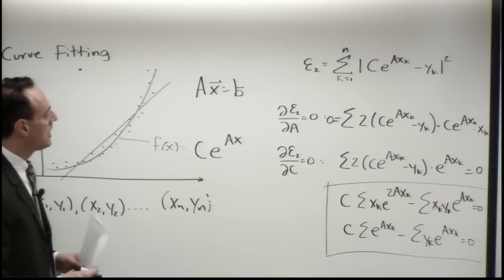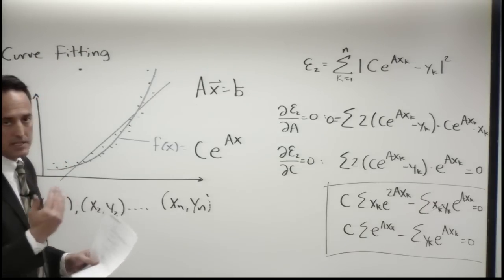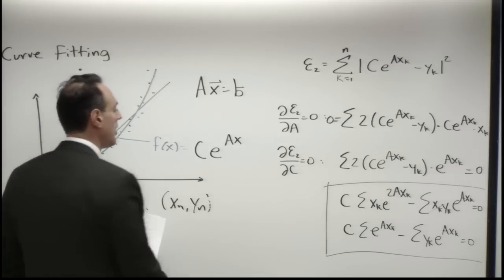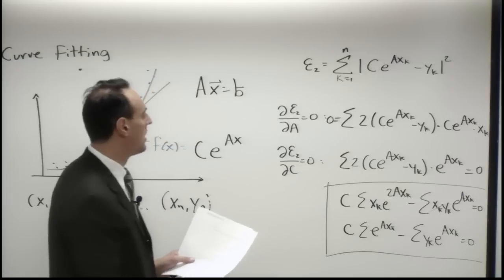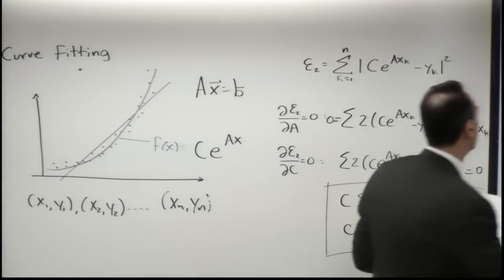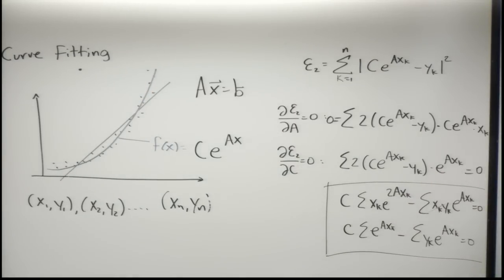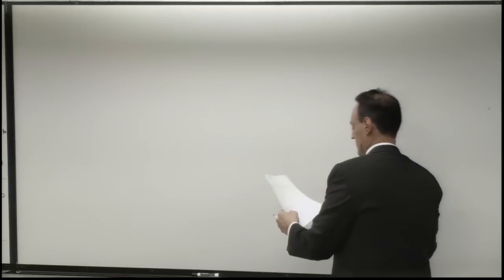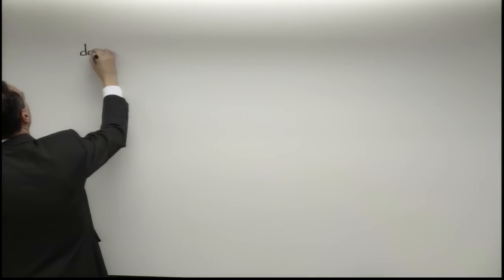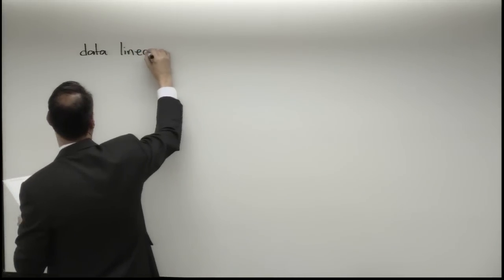Now, what I'm going to show you is that at least in this case, for the exponential, you can apply some tricks. You can do what's called data linearization. So this doesn't always work, but there's a few functions which allow you to do this data linearization. So let me erase this here and show you how the data linearization works. Let's take the data and do a data linearization.